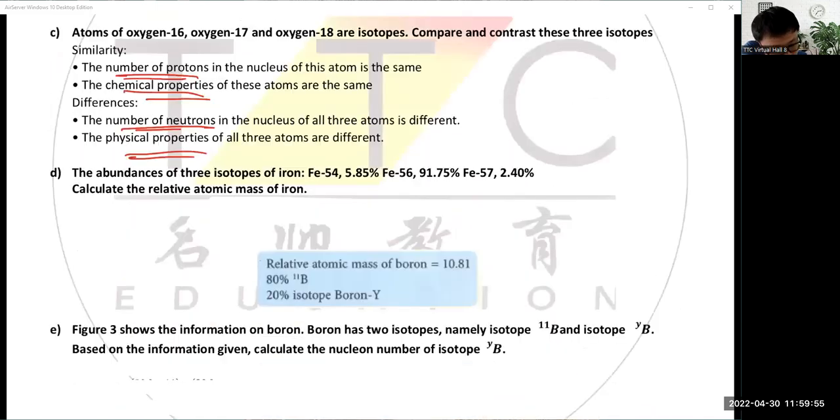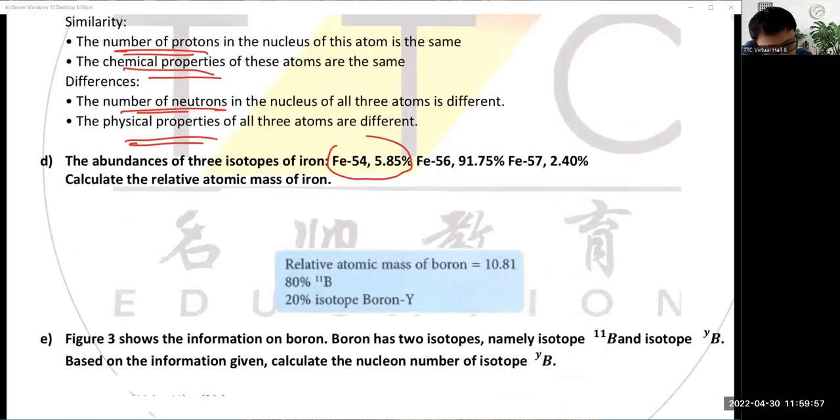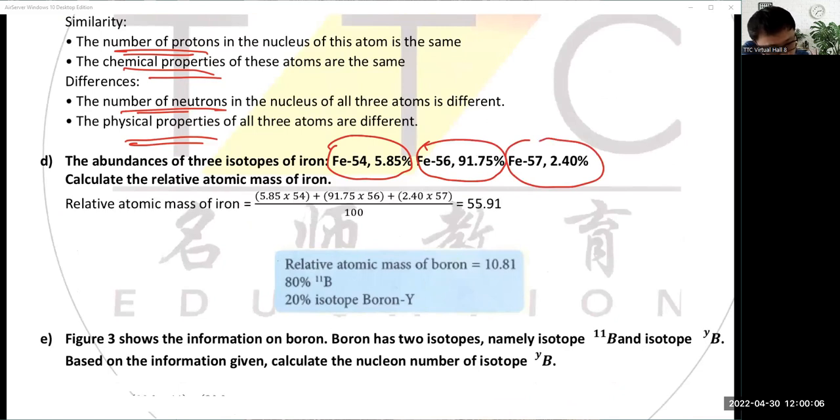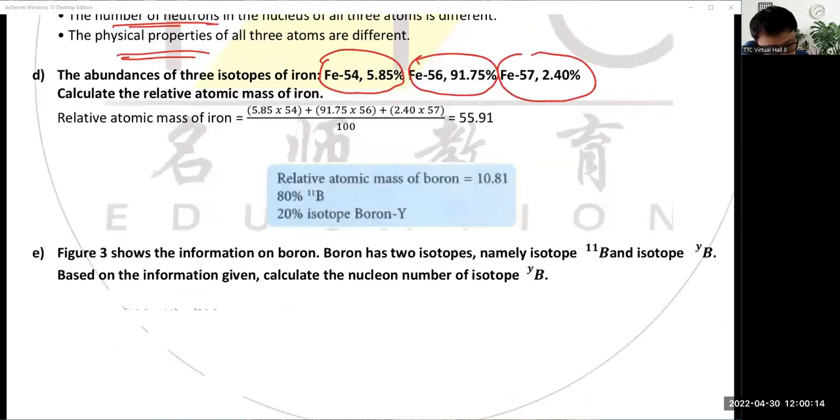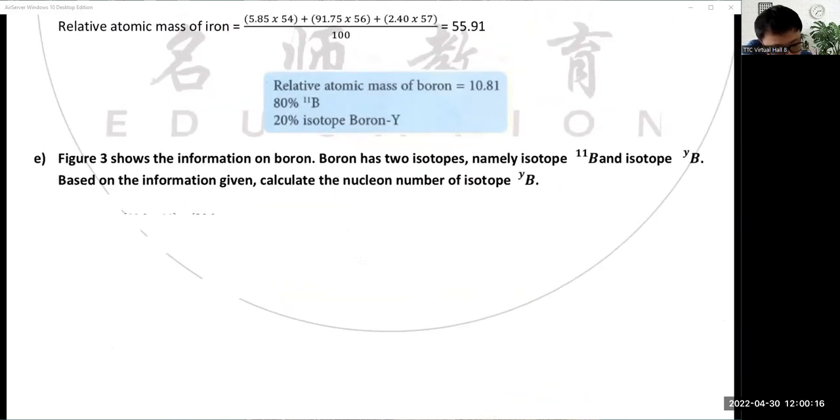Then for the percentage of abundance, we have this one: 5.85%, 91.75%, 2.4%. So you just multiply in and you get the answer. Percentage times mass, percentage times mass, percentage times mass, divide by 100%, and you'll get your average mass, which is this one. Okay, then we move on to this one. This one is a thinking question where it doesn't give you the 80% of 11, but I don't have how many, I've got 20% of unknown mass.